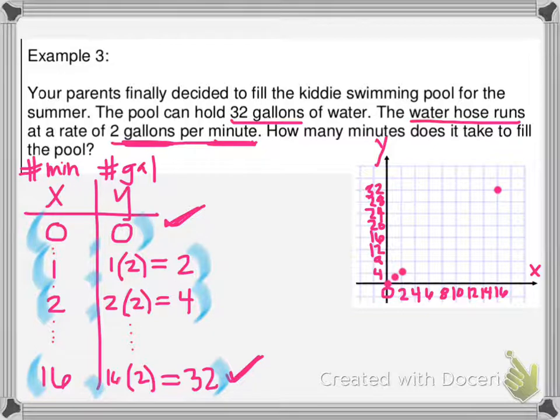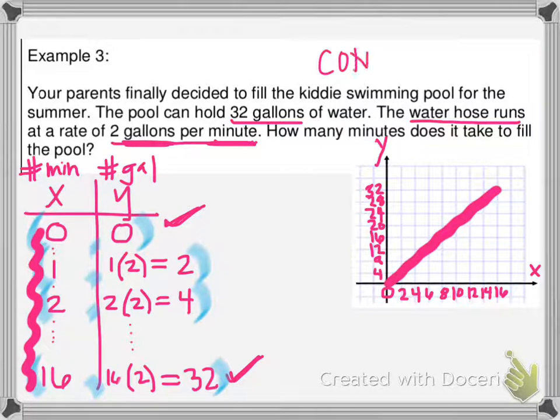Now we have to decide, would it make sense to connect these points or not? Well, it's not like we run the hose, wait a minute, turn it off, wait a minute, and then run it. The water is continuously flowing this whole time, which means I really want to connect these dots. I want this to be a line or a curve. And if that's the case, we don't have discrete data, we actually have continuous data. So this data is continuous, and remember, that's going to affect the way we write our domain and range.